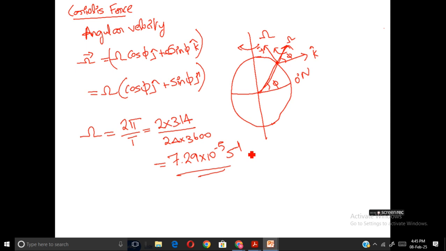So angular velocity of any planet can be calculated this way if you know the value of T. If you know how much time it will take to complete one rotation, then you can calculate the value of angular velocity by simply using the equation 2 pi by T. So in case of another planet, T will change. What will be the time period of rotation for that particular planet? You just have to substitute, and then you can find the angular velocity of that particular planet.